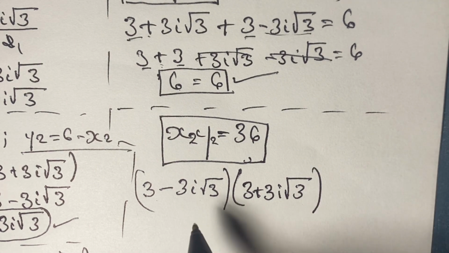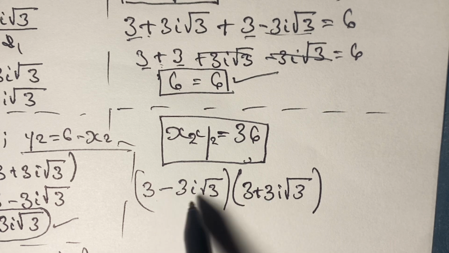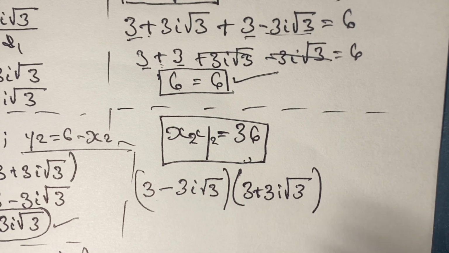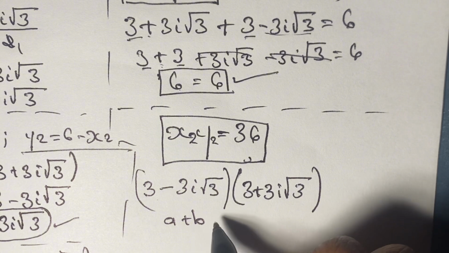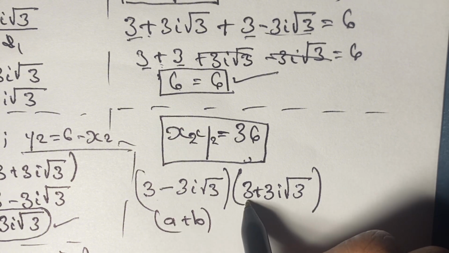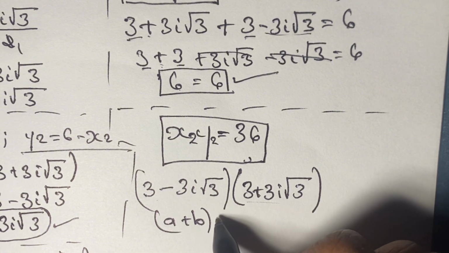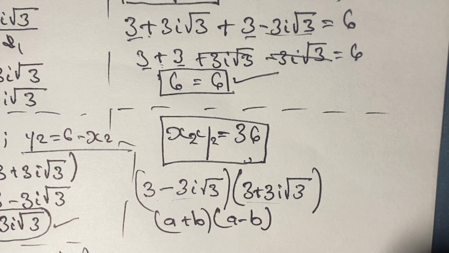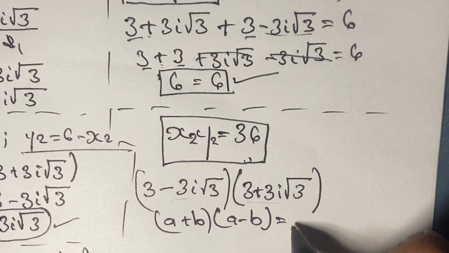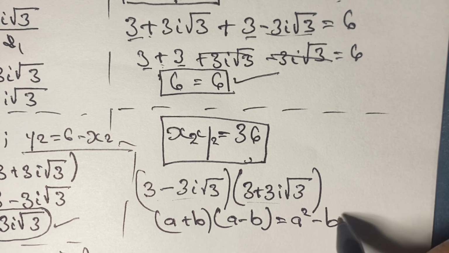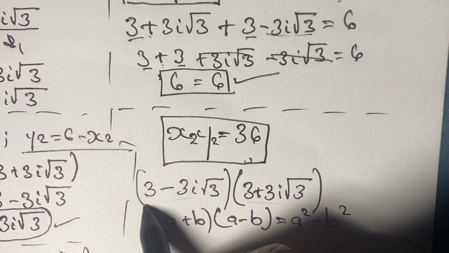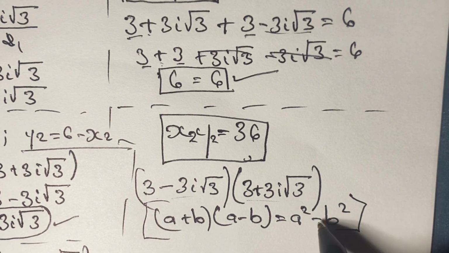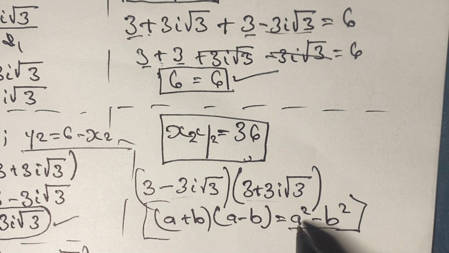Now if you look closely, you will see something interesting. We have an expression here. This expression is referred to as the difference of two squares, where we have a plus b, so a plus b is this one, and we would have times a minus b, which is this one over here. So whenever we see something like this, it's the same as saying a squared minus b squared. So this is what you call the difference of two squares.